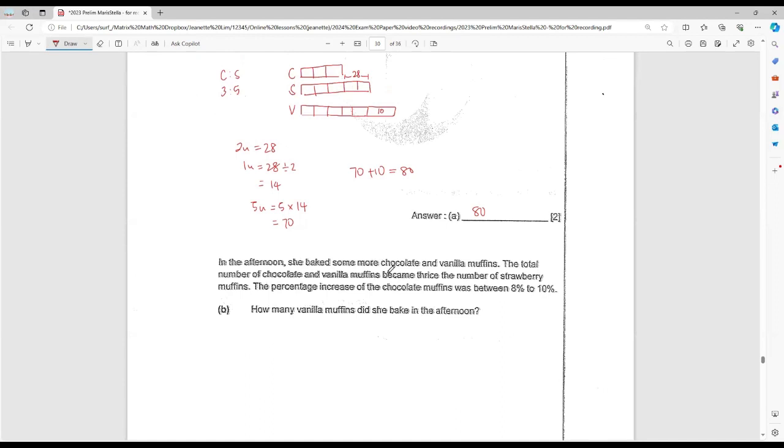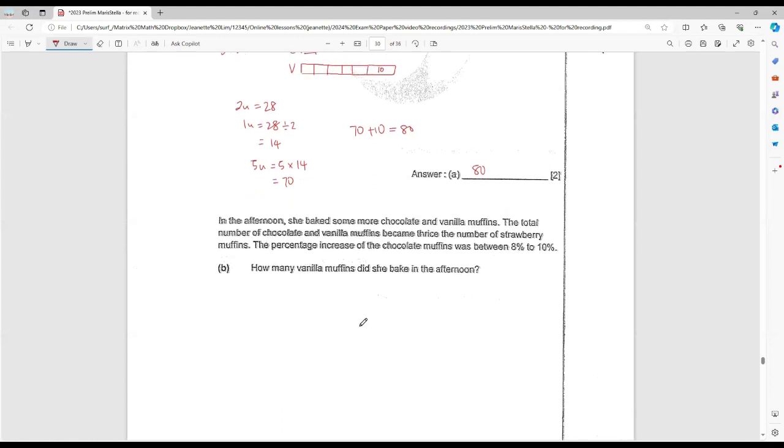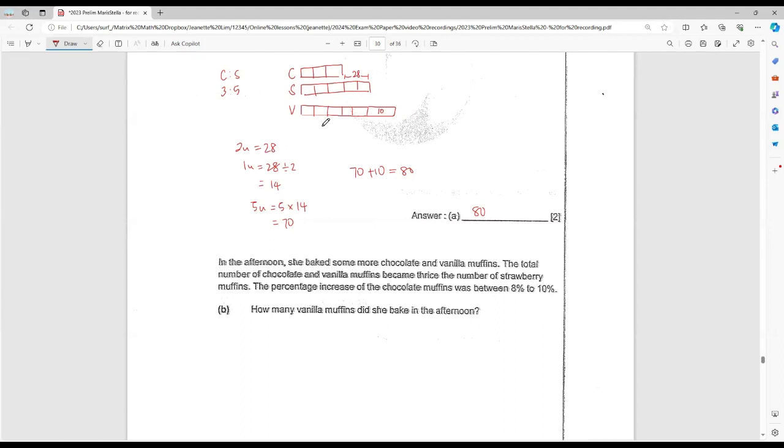So first, we're looking at chocolate and vanilla muffins. The number of chocolate and vanilla muffins increased, right? So let's find out exactly how many are there for each different flavor. We already have vanilla. So for chocolate is 3 units, which is 42. Then we have strawberry muffins, which is your 5 units, and we have already found that 70. And lastly, your vanilla, which is from part A, 80. Okay, so this is at first.